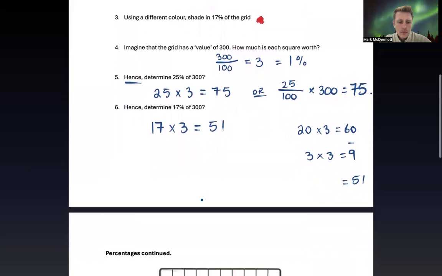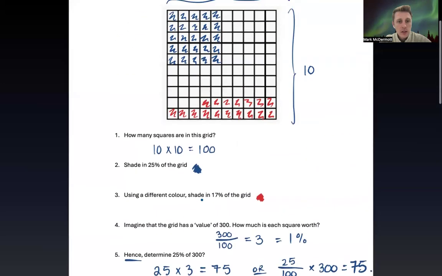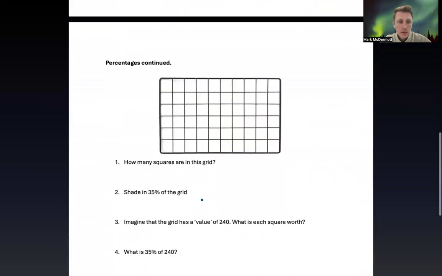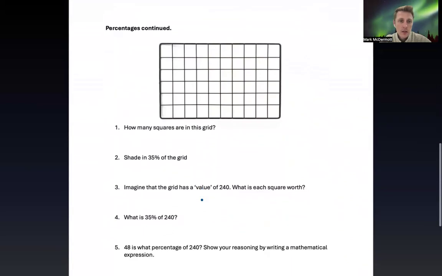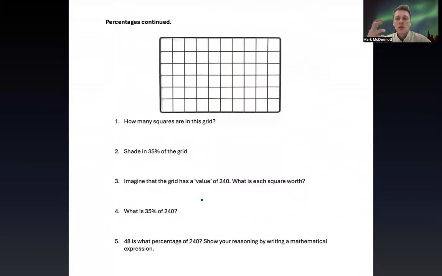Okay, let's have a look. So that was nice and easy because that was all out of 100. Let's do the next part, which is making it a little bit more challenging, but still hopefully getting you to think about how we can convert something to be out of 100, even if in this example, there aren't 100 squares. So let's have a think.